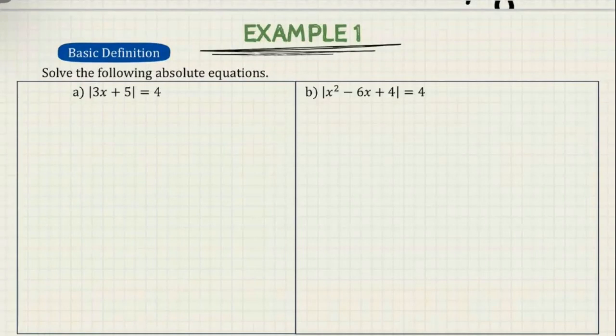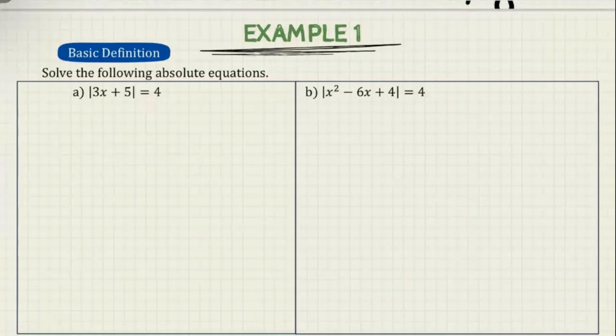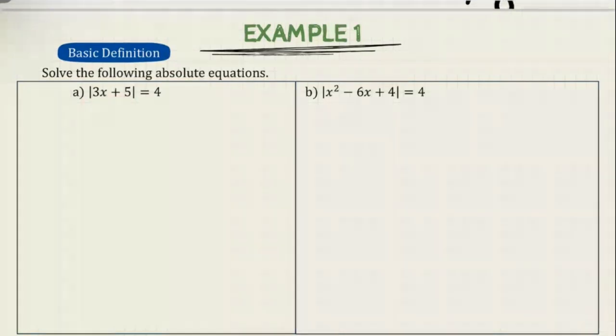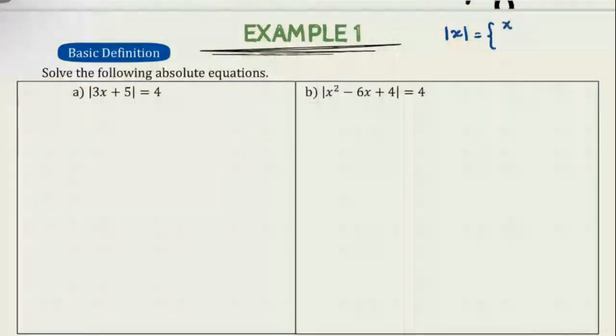So untuk first example, we are going to solve the following absolute equations. Yang pertama ini kita akan gunakan basic definition. Kenapa decide untuk menggunakan basic definition? Sebab this equation hanya ada one modulus sahaja. So the modulus is on the left hand side. So using basic definition, first of all, we know that the modulus of x comes from x, or it can be a negative x as well.